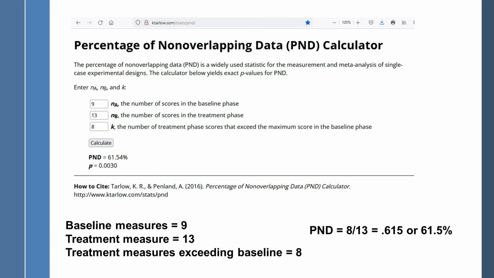So Tarlow's calculator is pretty cool in the sense that it gives you sort of an automatic value. Of course, you can easily do this just by doing 8 over 13, so there's not a real advantage there. I guess the advantage is the p-value. And the p-value here is very small, 0.003. The traditional interpretation of a p-value is that if the null hypothesis is true, and the null hypothesis here would be that the treatment phase measurement points have a 50% chance of being on either side of that best baseline phase line, well, the p-value would suggest that this would happen only 3 out of 1,000 times if the null hypothesis is really true.